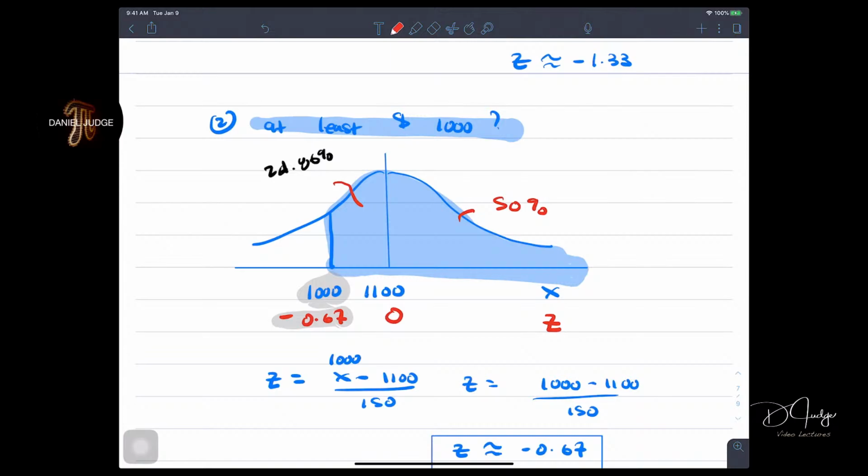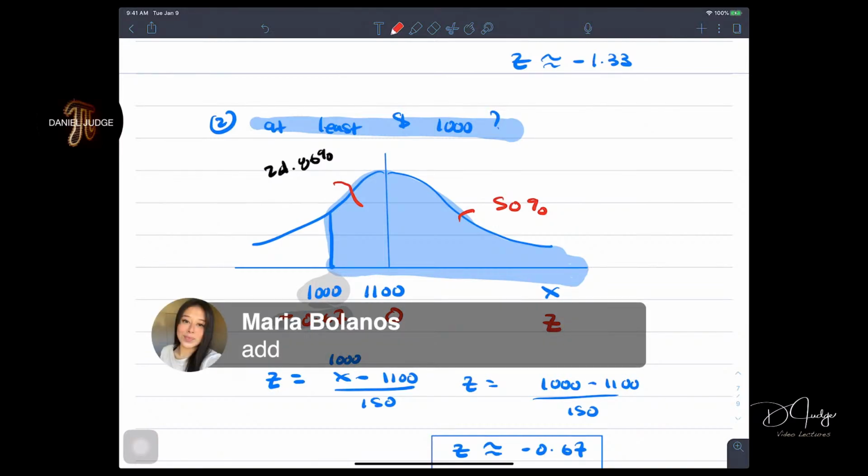So what do you do with these areas? Do you guys remember? What do you guys do with this area? Anybody remember? Do we add? Do we subtract? Do we multiply? Do we divide? Okay, thank you, Maria. Thank you so much. You add them. Absolutely. So you got the left portion plus the right portion.